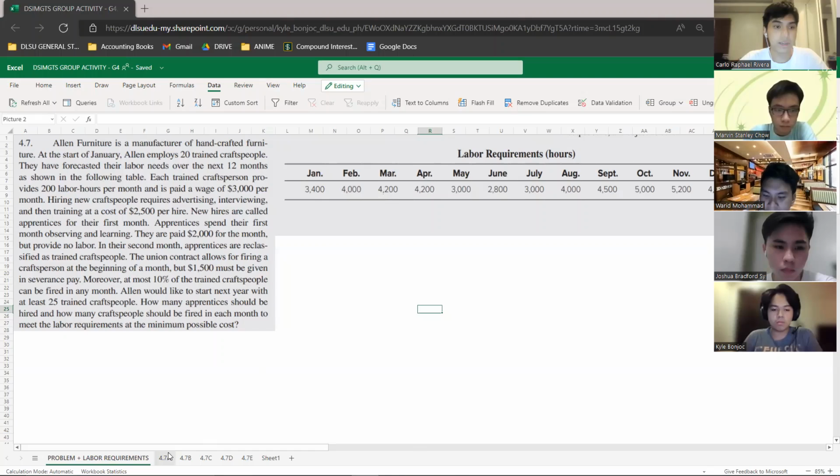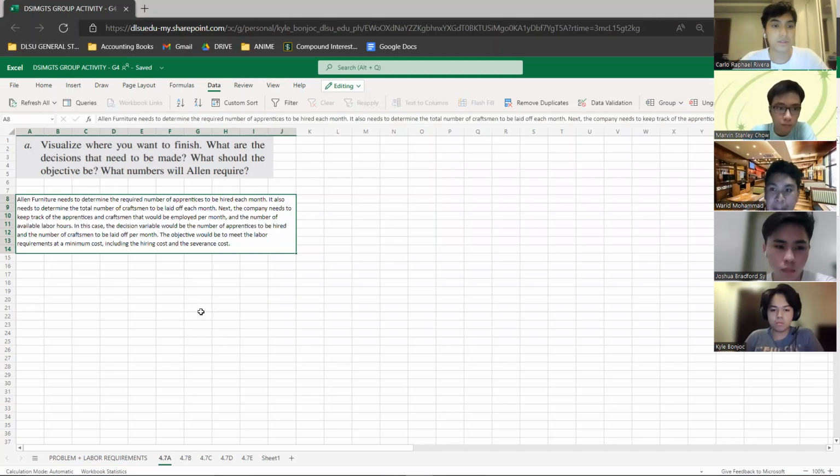And so for letter A, visualize where you want to finish. What are the decisions that need to be made? What should the objective be? And what numbers will Allen acquire?